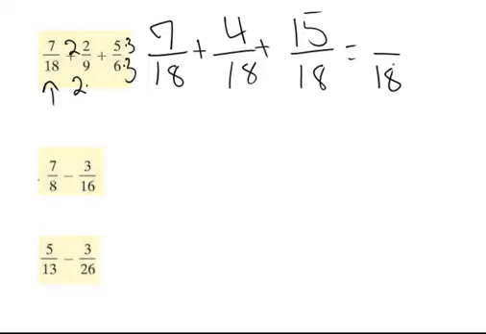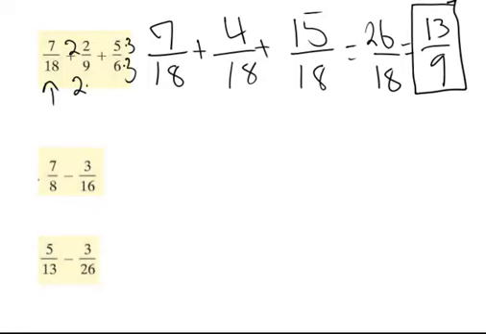Okay. Now, I'm going to go ahead and add my numbers together. 7 plus 4 is 11. 11 plus 15 should give me 26. Now, I can reduce that fraction. I can divide them at least both by 2. And that should give me 13 over 9. And now I'm done.